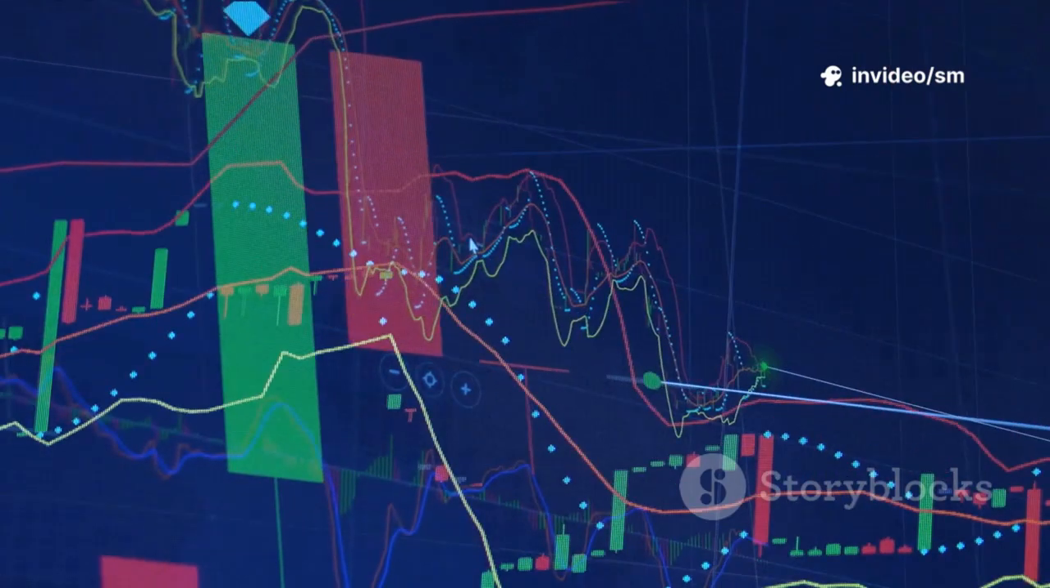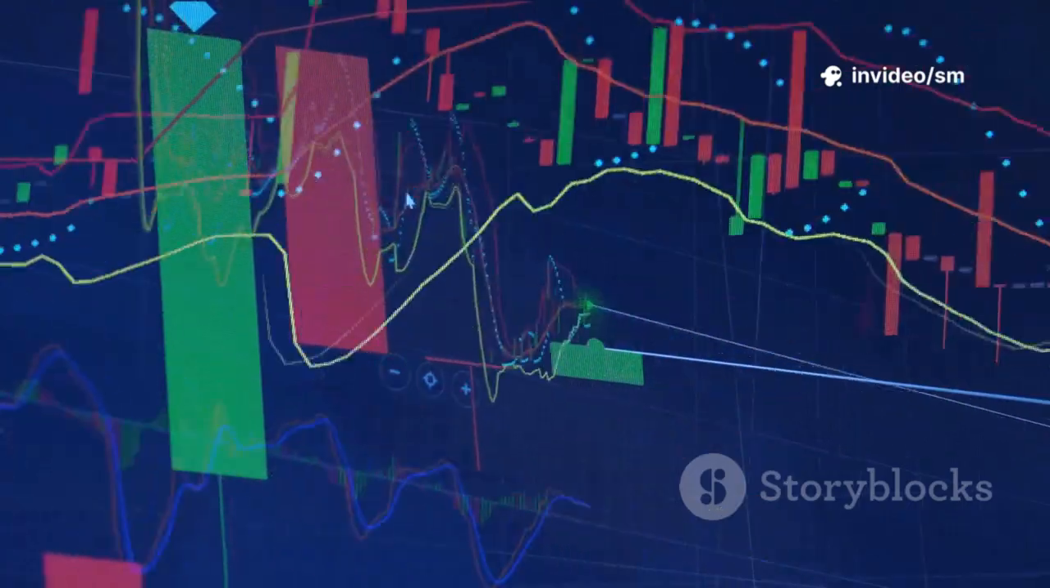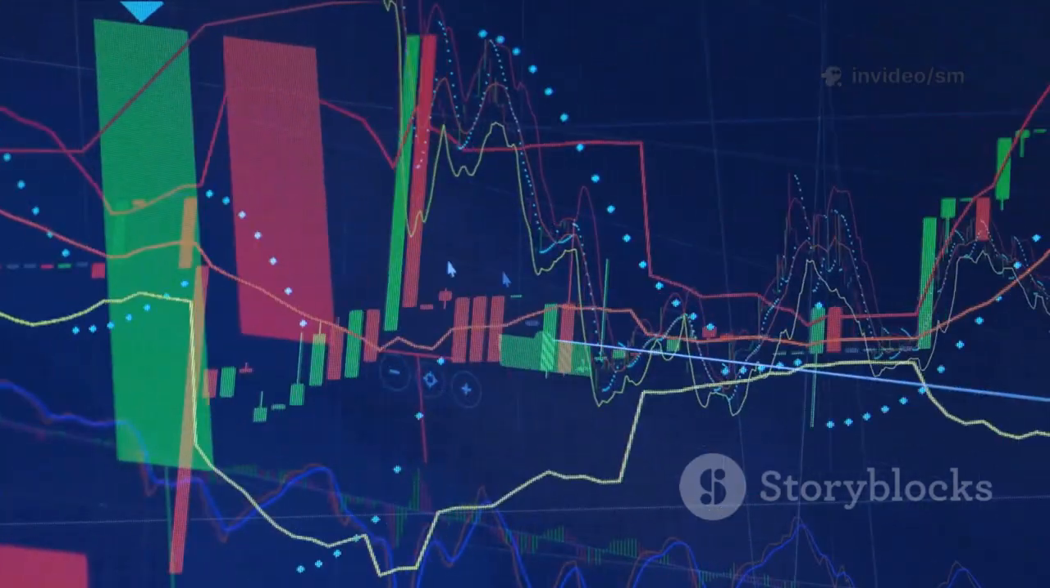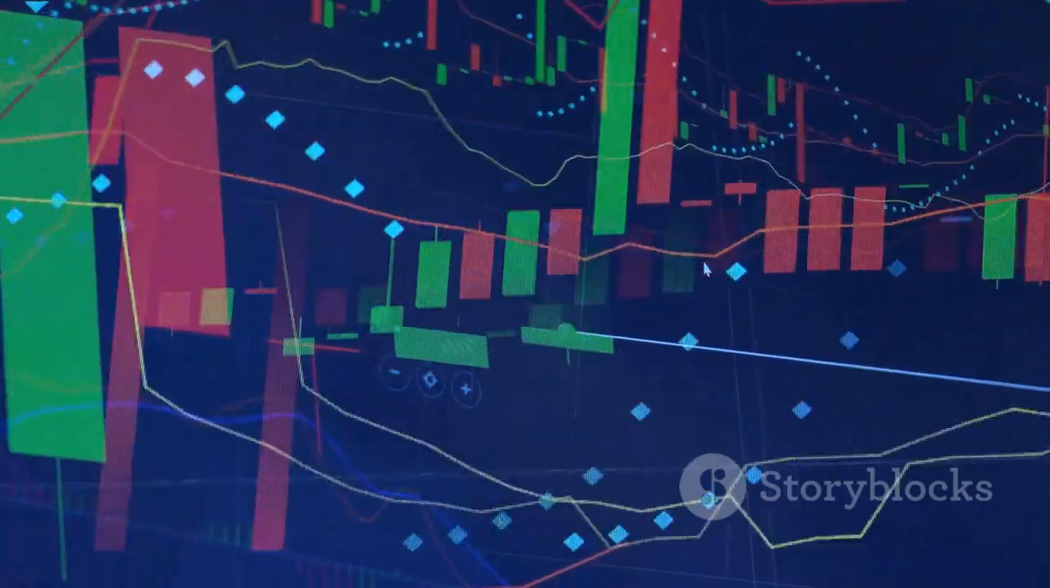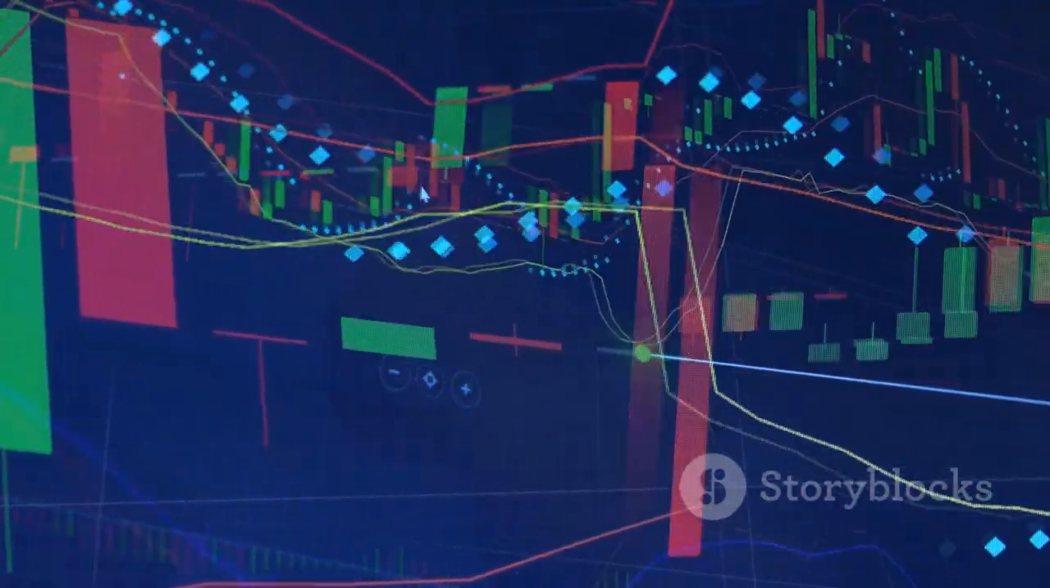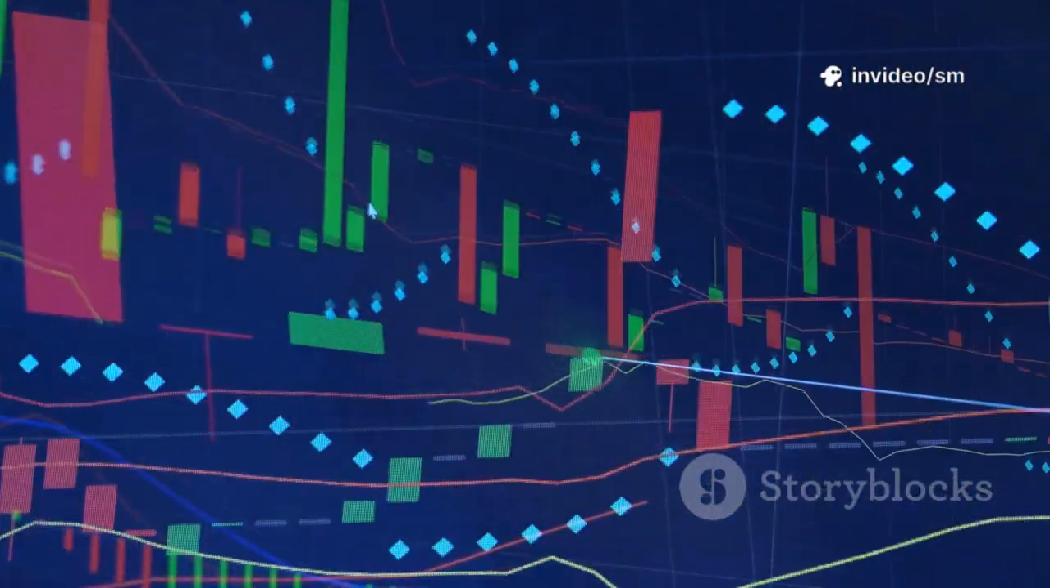The formula looks like this: today's price times the multiplier, plus yesterday's EMA times 1 minus the multiplier. The multiplier itself depends on how many days you're averaging. Shorter periods make the EMA even more sensitive to price changes.